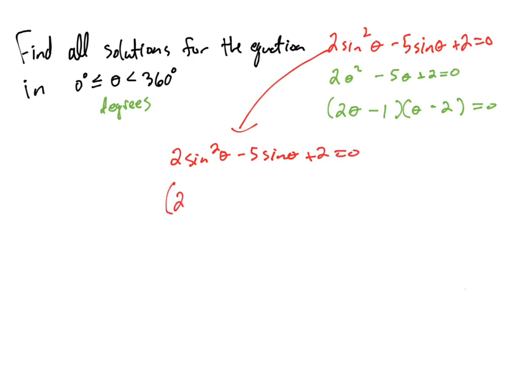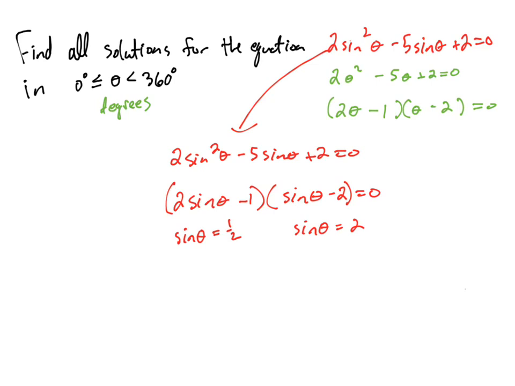So we're going to get 2 sine of theta minus 1, sine of theta minus 2, whoops. Okay, and then we'll just solve each of these equations. We're going to end up over here, sine of theta is equal to 1/2, and here we're going to get sine of theta is equal to 2.